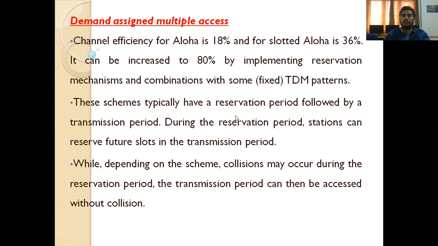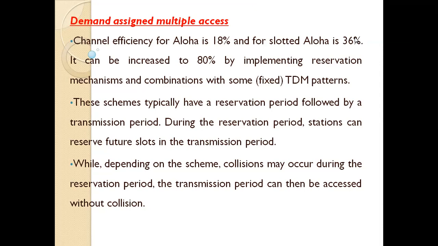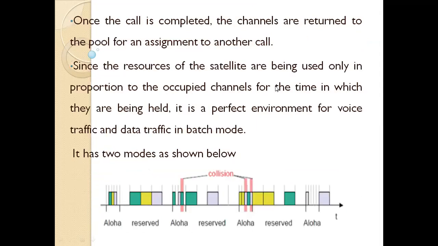So if you are using classical Aloha, the efficiency is just 18%. If you are using slotted Aloha, it is 36%. If you are using reservation Aloha, it is 80%. The demand assigned multiple access is nothing but reservation Aloha.